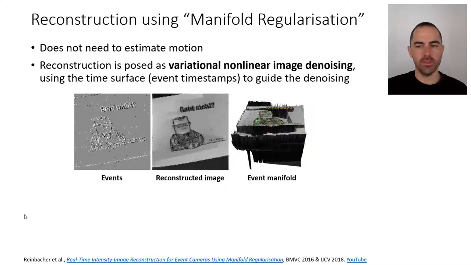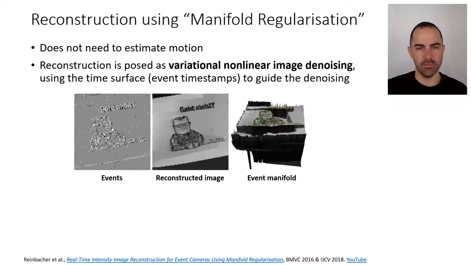Good. Also in 2016, we have this method called reconstruction using manifold regularization. And this is a method from the group in Graz, in Austria, that also does not need to estimate motion like VAR was, so two works ago. And reconstruction is posed as a variational problem, in this case variational nonlinear image denoising, and they use something called the time surface that we've seen before. So the timestamps of the events to guide the denoising.